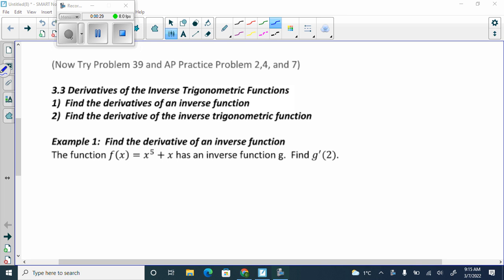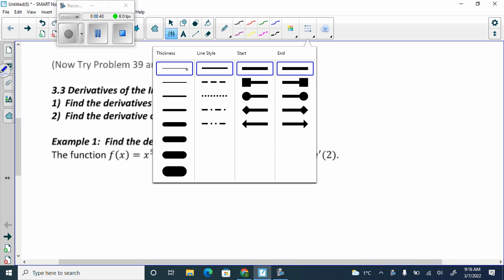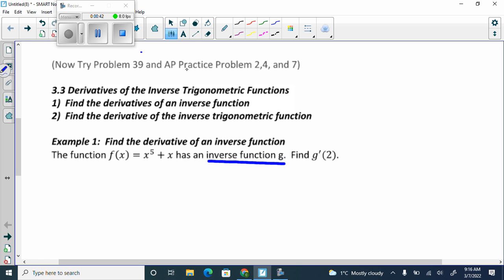Those are the hardest. Inverse of g and f functions. Here it says the function f of x equals x to the 5 plus x, and it has an inverse function g. So that's the key thing we have to notice in this question: it says inverse function g. So g is not the first derivative, g is the inverse function. What is inverse? We did it in grade 11. What's the inverse? When y's become x's and x's become y's. If you remember that, these are easier to do.